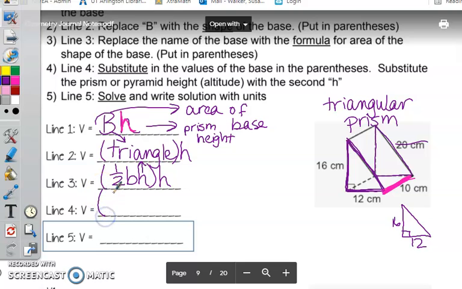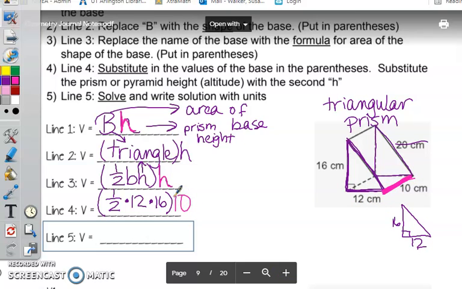Step 4, we should be getting to what we understand, which is plug in those values. So I'm going to put half, look at the triangle, base times height. And then I need the height of the prism, which is this one right here. So 10.